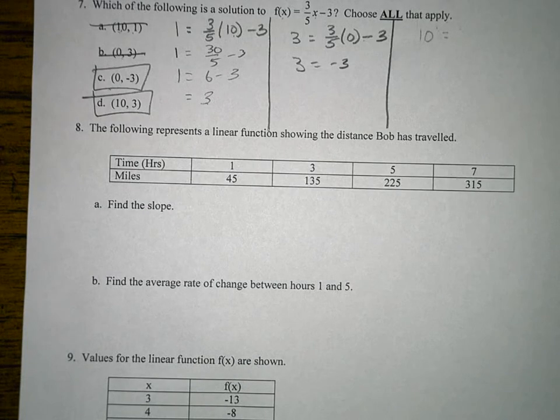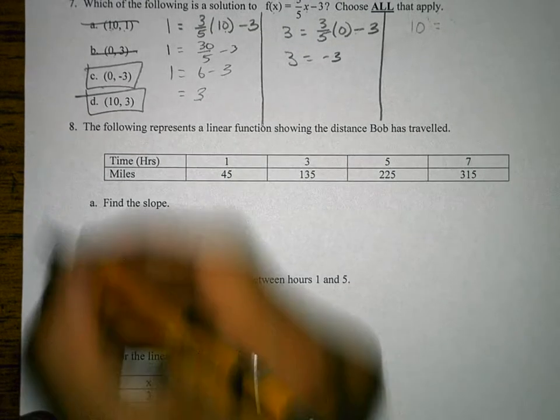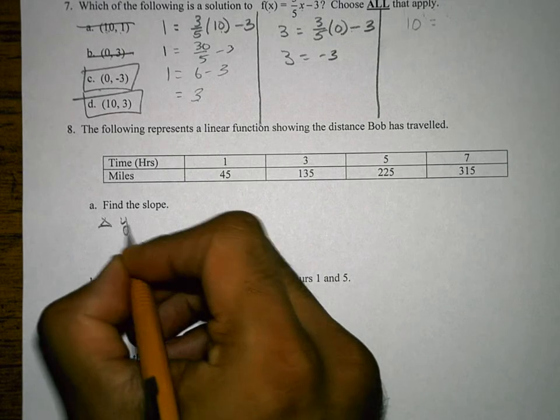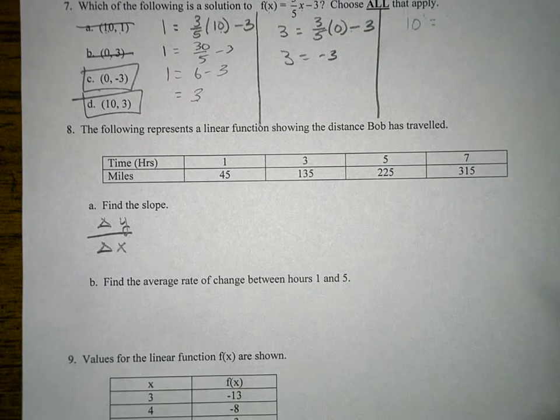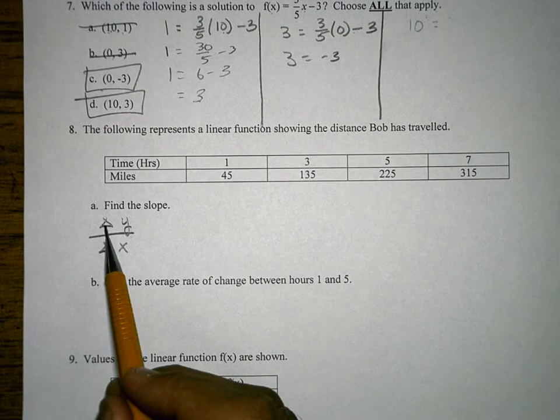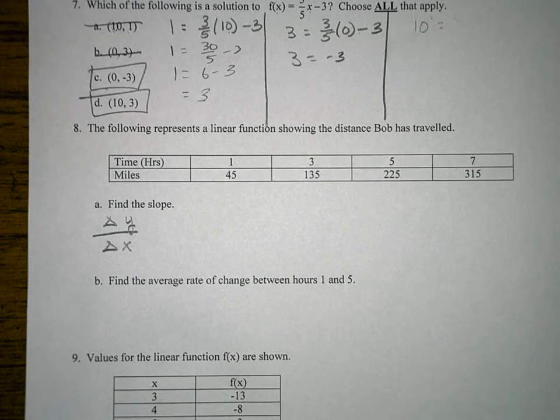The following represents a linear function showing the distance Bob has traveled. All right, so it says find the slope. So remember, slope is the change in y over the change in x, right? And that little triangle, that's a delta symbol. That's just a symbol for change. Okay, how much it changes.